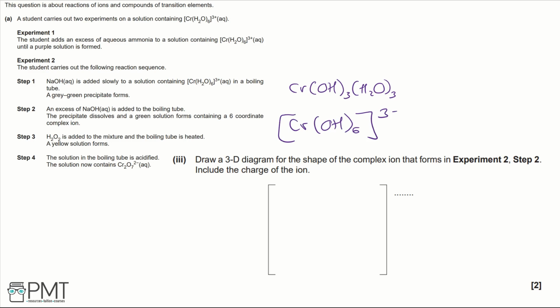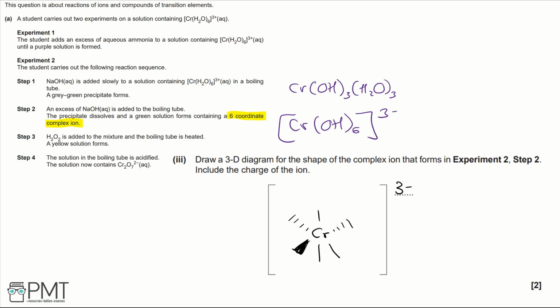and this is going to have a 3- charge because chromium has a 3+ charge. Each OH has a minus charge, and so it would give an overall charge of 3-, which we can write as the overall charge for our complex. This is, we're told in the question, a 6-coordinate complex ion. So it's going to have an octahedral 3D arrangement. So that means we're going to have chromium, we're going to have 2 lines, and then we're going to have some wedges. So we'd have dashed wedges, and then we're going to have some solid wedges.